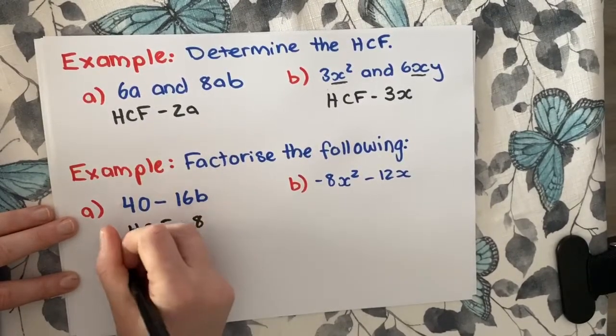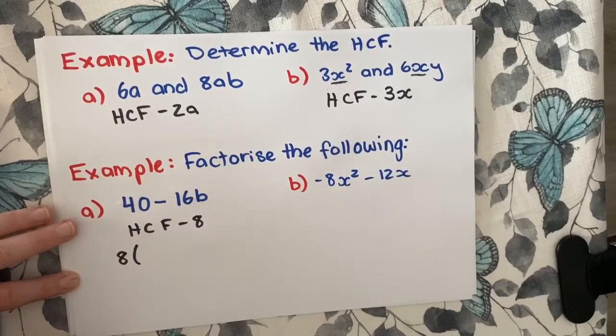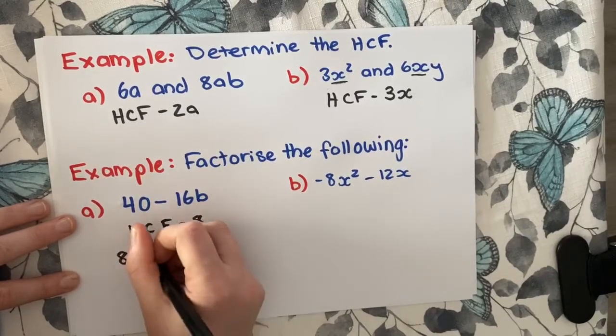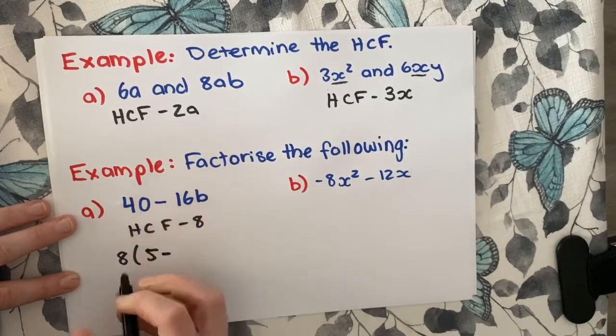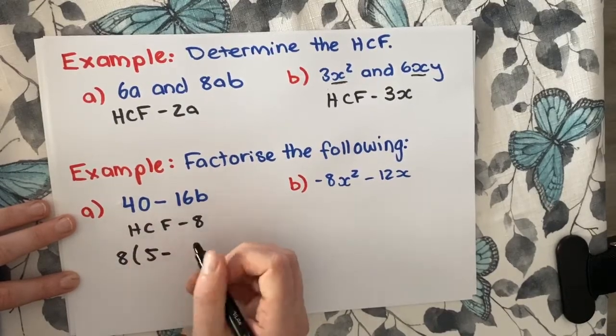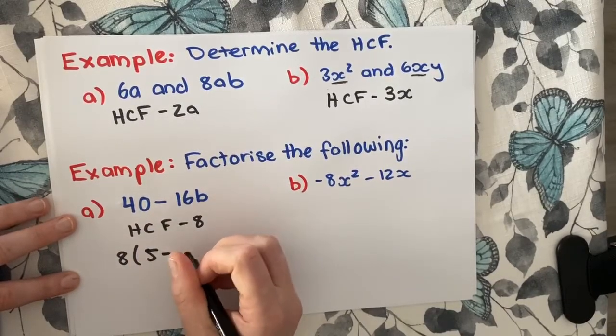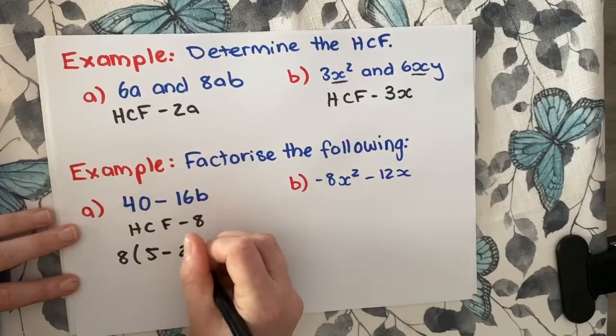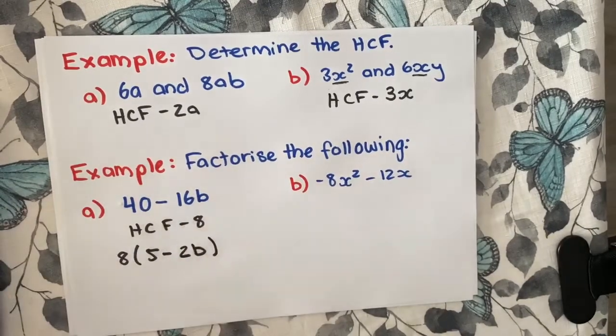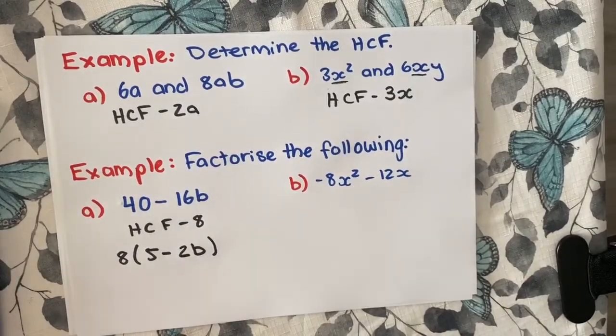So if we put 8 outside our brackets, we go 40 divided by 8 is 5. Put our minus because that's what's there. And 16 divided by 8 is 2. So we end up with 2b. And that one is done.